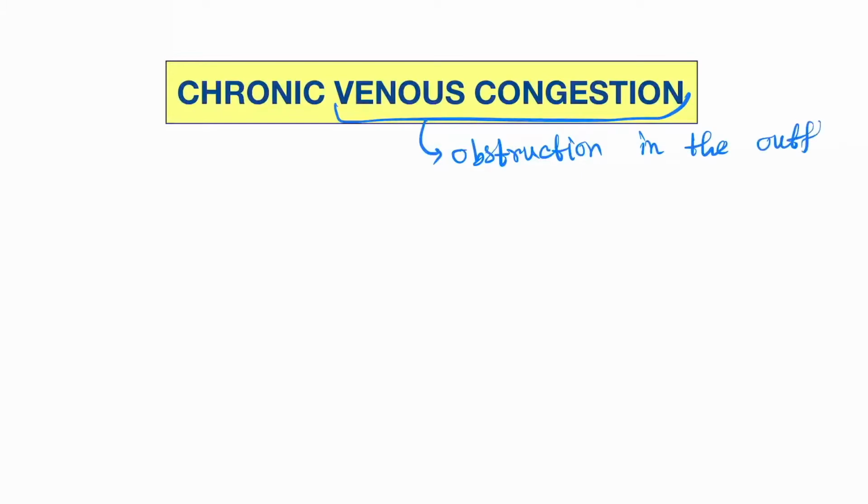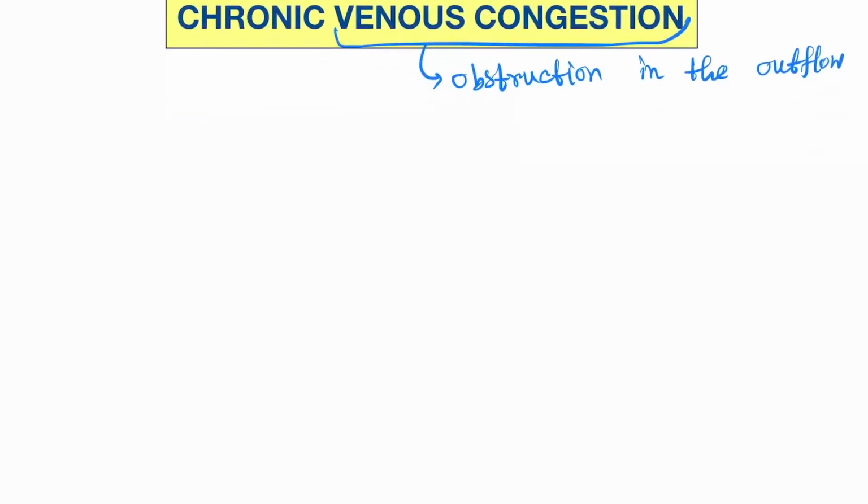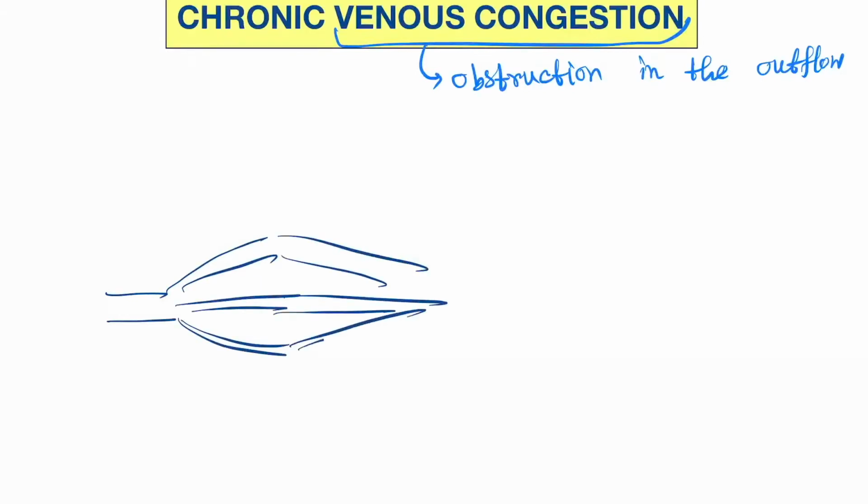Okay, so hello friends, today our topic is chronic venous congestion. Venous congestion is the obstruction in the outflow. Now let's understand the pathogenesis, then we will see the histopathological slides. Normally, blood flows in through the inflow, then to the capillaries, and then goes out. Suppose there is an obstruction here, so the blood would not be able to flow out.